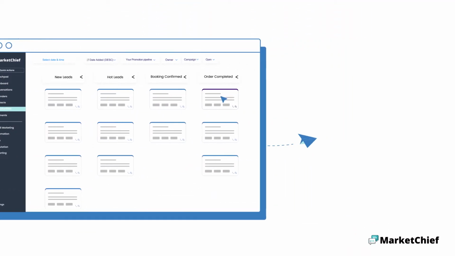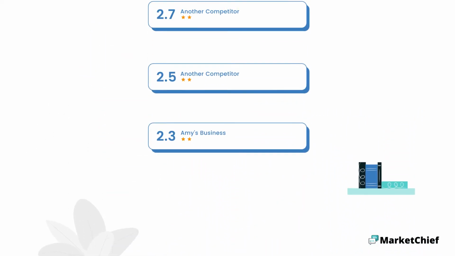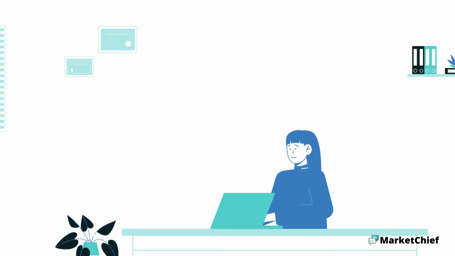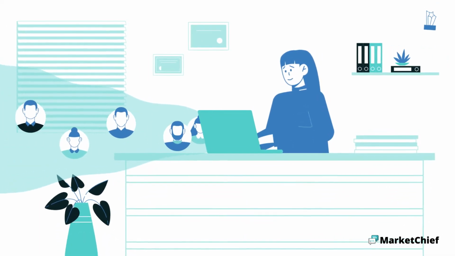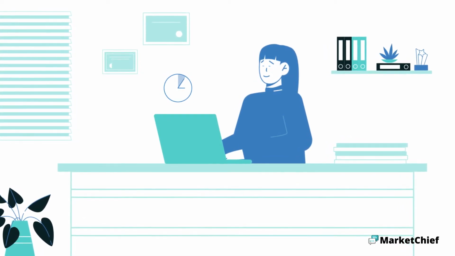To top it off, MarketChief.io's automated review system helps Amy get more 5-star reviews, so she can rank higher on Google. The result? Amy gets more clients, ranks higher than her competitors, spends less time working in her business, and more on her business.